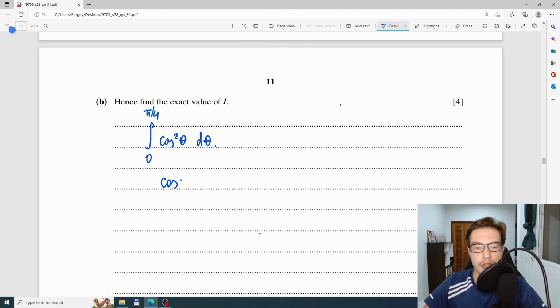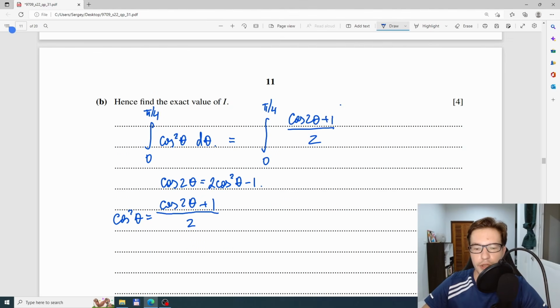So we can use the formula cos 2 theta equals 2 cos squared minus 1, and I can rearrange this formula to find cosine squared. So I'm going to move 1 to the other side, and then divide by 2. I got cosine squared theta. Okay, replace cosine squared with this expression, so we get the integral from 0 to pi over 4 of cosine 2 theta plus 1 over 2.